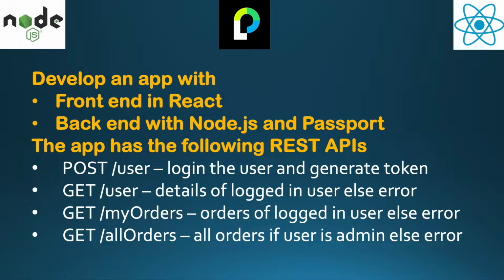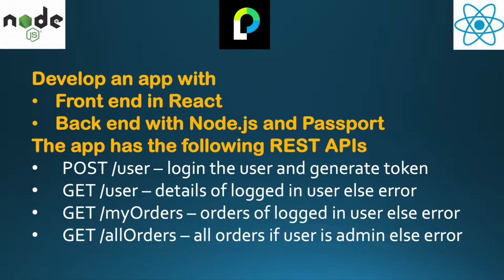So let's start with the definition of the app. Develop an app with front-end in React, backend with Node.js and Passport, and the app has the following REST APIs: post/user, which will log in the user and generate the token. Remember, these are exactly the APIs that we had created in the previous lesson, where we had seen how to integrate Node with Passport. So if you have not seen that, just go ahead and see it and it will help you. So post/user, then we had get/user to get the details of the logged in user, else error.